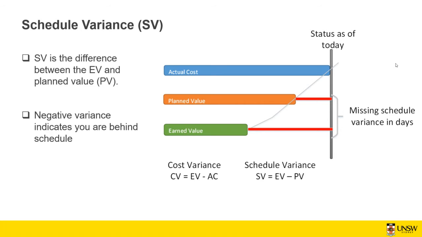So this gives you a schedule variance and shows that if the earned value is lower than the planned value, it means that you're behind the schedule. And if your earned value is higher than the planned value, it means that you're ahead of schedule. If the earned value and the planned value are the same, it means that you're just on the right spot as you've planned, which is quite uncommon.